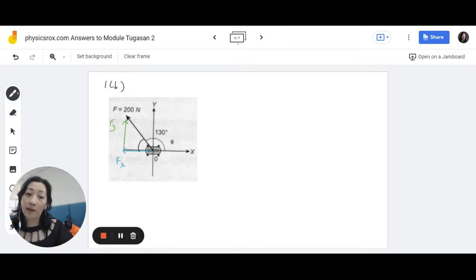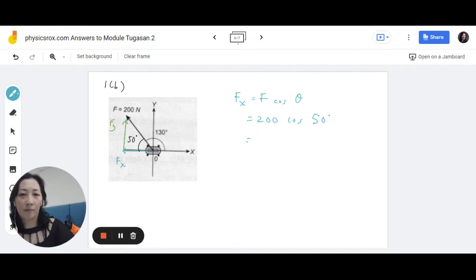130 is this way. So 180 minus 130, you get 50 degrees. So here's our triangle, you can see. So fx is adjacent, right? So adjacent over hypotenuse, that's cos. We'll just use f cos theta straight away. F cos theta, that means it's 200 cos 50. And that gives us, let me pull out my calculator.